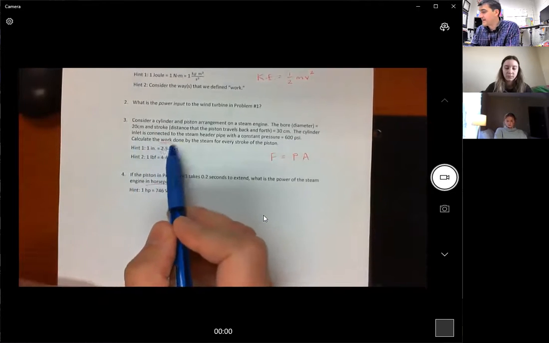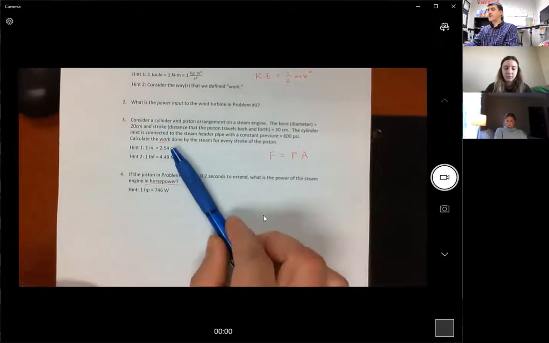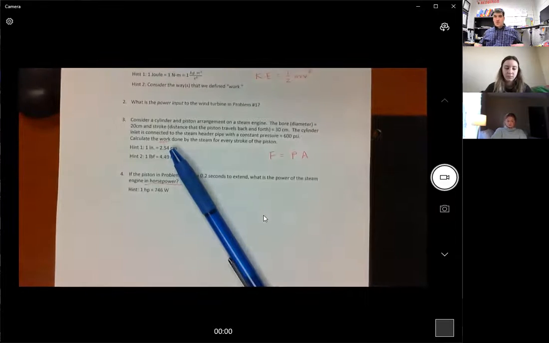Calculate the work done by the steam for every stroke of the piston. All right, so we're calculating the work. Remember that work is force times distance times cosine theta. So we've got to figure out what those terms are.